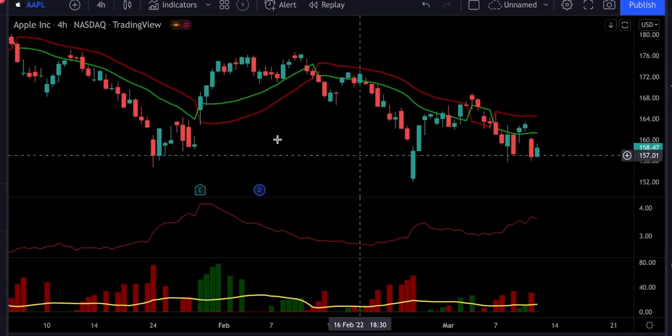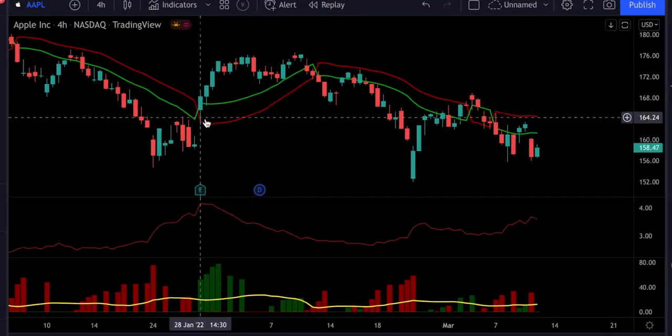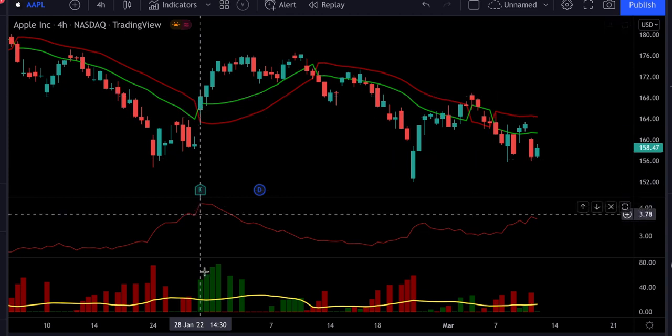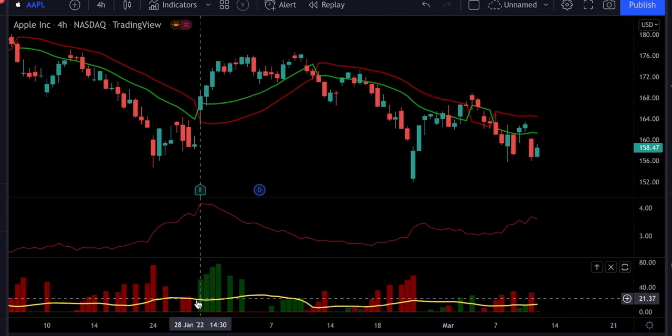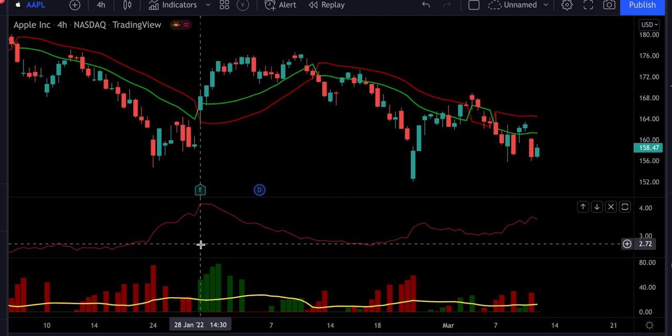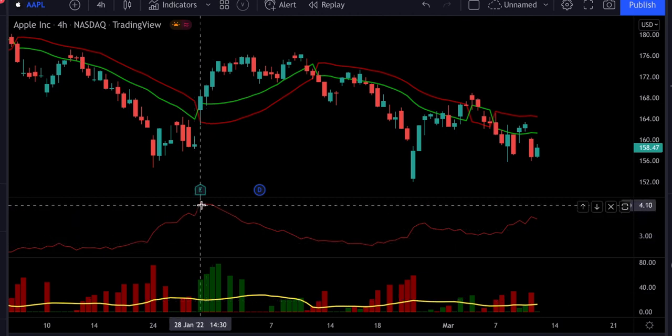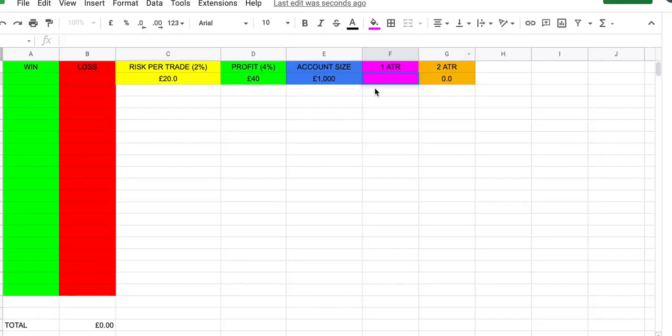For example, we have a long signal from our main confirmation indicator right here. We also see that there is sufficient volume in the market. The histogram is colored in green and it's above this yellow line. The next thing we need to do is take a look at the value of our ATR. You see on the right-hand side, the value is 4.14. So we need to input that value into our ATR column. Now we're going to set our stop loss at 4.1 and our take profit level at 8.3.